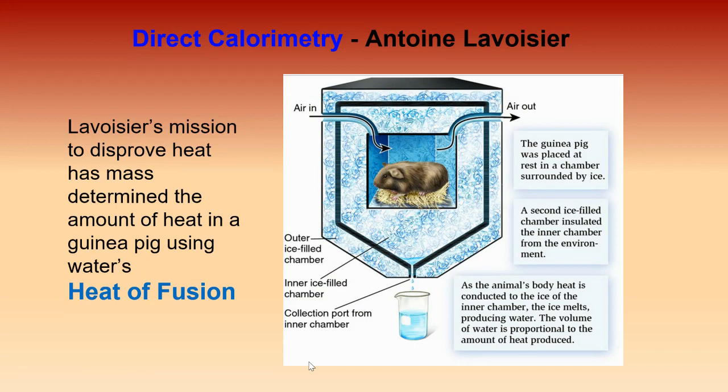Antoine Lavoisier, the same guy who did our balancing equation stuff, was always curious about this. Does fire have mass? Because that was a big thing when he was around. So what he did is he took a hamster and he put it in a little ice cage like this, and that hamster had heat in it, and he knew that. Then that hamster, through its living, would start melting the ice in the ice cage, and he could capture that ice as liquid and determine how much heat was released by the hamster by knowing how much heat it takes to melt ice. And that's called the heat of fusion.